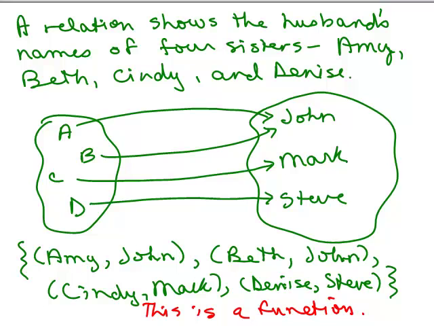You could also tell by looking at your ordered pairs that you don't have any of your x values, you might think of the names of the ladies, more than once.